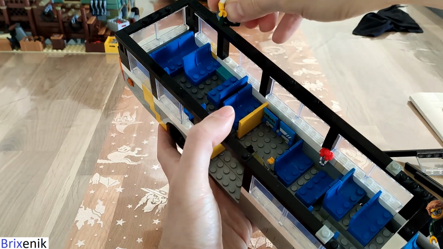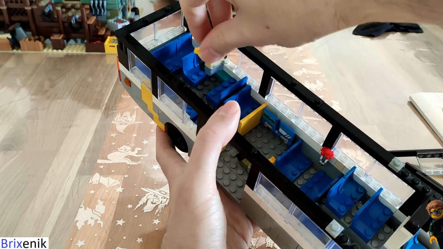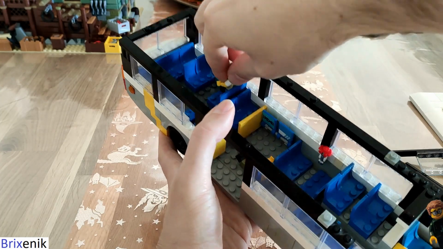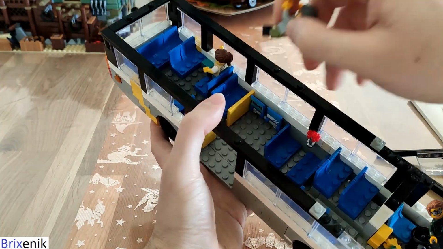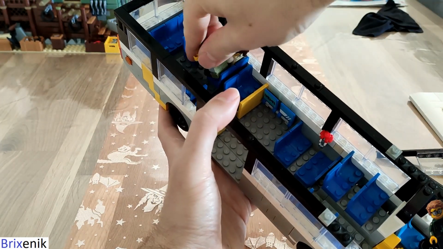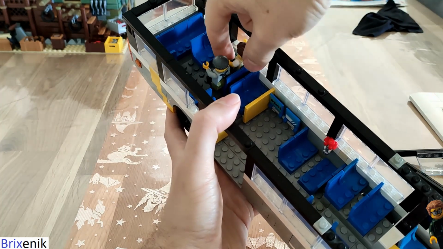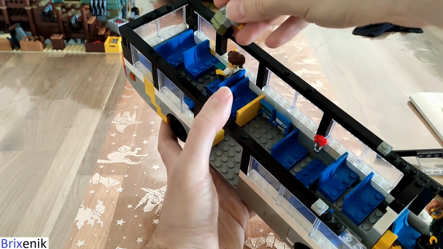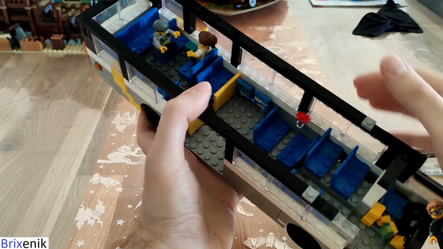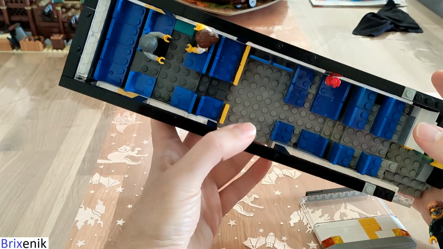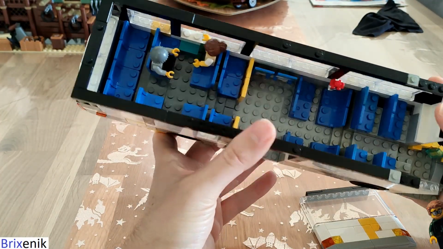And also in these seats you cannot place them as well, but let's try this one. Because of the arms of the minifigures, you cannot place the two minifigures next to each other, but it just gives the idea that there are a lot of places in this bus.